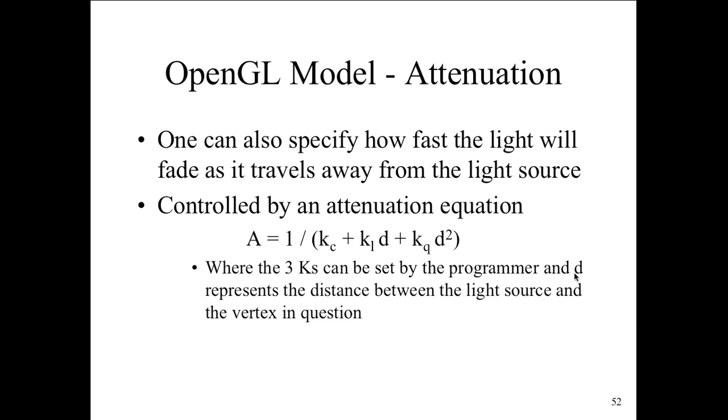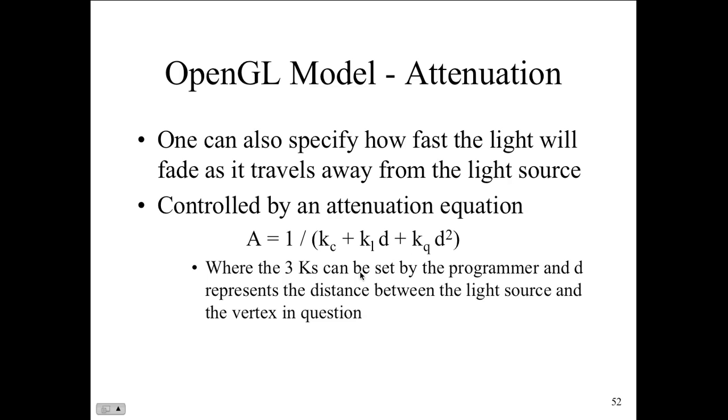Then we have attenuation. One can also specify how fast the light will fade as it travels away from the light source. Do you want a strong light bulb, or do you want a weak light bulb? It's your attenuation, because how far is the light going to project? Which is kind of interesting. It's controlled by an attenuation equation, which is basically how strong is the flashlight. You're going to fix the distance, and you're going to fade the light to a particular distance, and that's going to give you the attenuation that you're going to achieve.